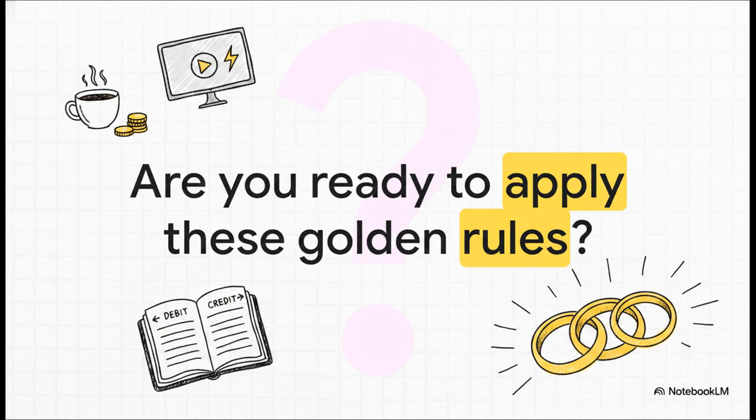So, as we wrap up this explainer today, I want to leave you with a bit of a challenge. Look around at the businesses you interact with. Next time you buy a coffee or pay for your favorite streaming service, just pause and ask yourself, in their books, what is being debited right now and what is being credited? Once you start seeing the world through these 3 golden rules, I promise you'll never look at a business the same way again.